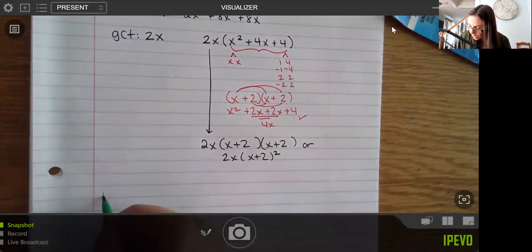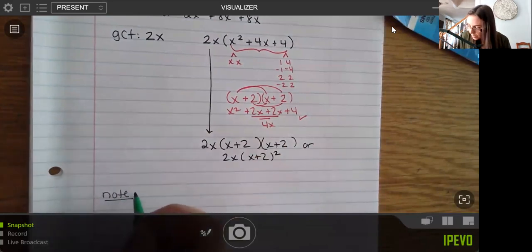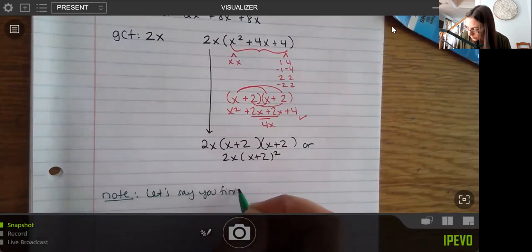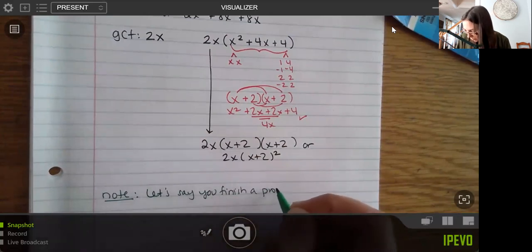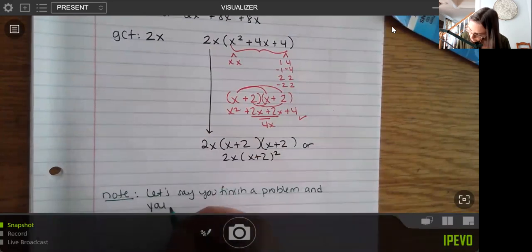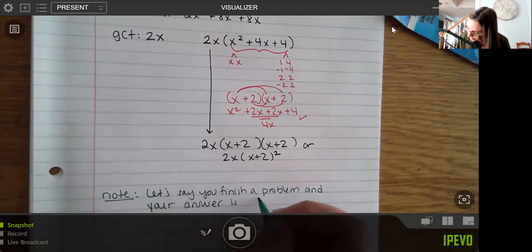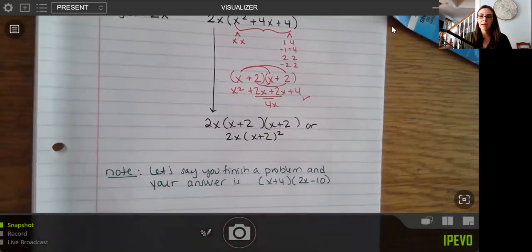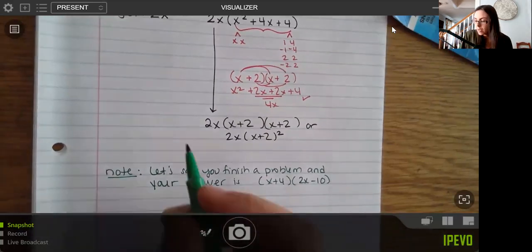All right. I want to just do a little side note here. So let's say you finish the problem, and your answer is x plus 4, 2x minus 10. And let's assume that is correct. So I'm just making up a problem here.